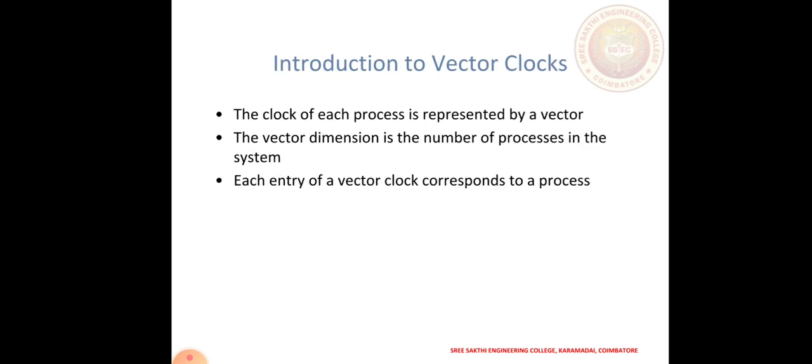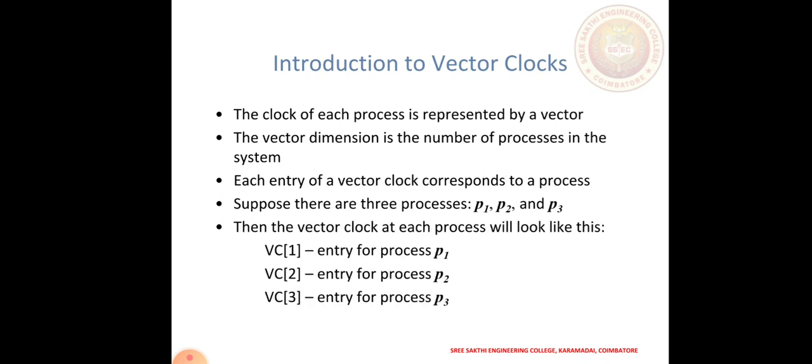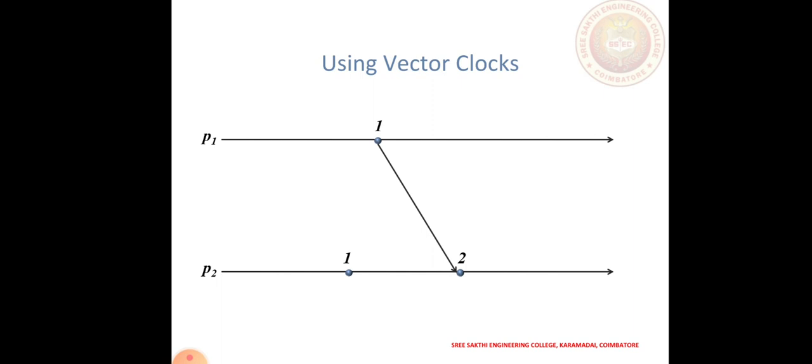Introducing the vector clock. The clock of each process is represented by a vector. The vector has a dimension equal to the number of processes in the system. Each entry of the vector clock corresponds to a process P1, P2, P3. That means vector V1 is for the process P1, vector V2 is for the process P2, and likewise V3 is for the process P3.